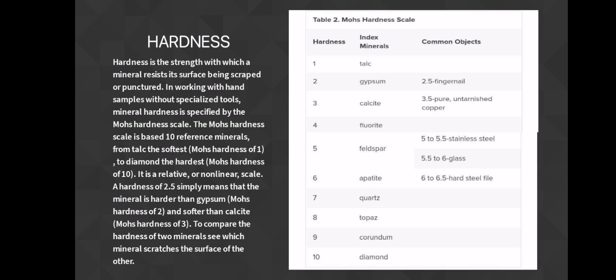From talc, the softest, it is a relative or non-linear scale. A hardness of 2.5 simply means that the mineral is harder than gypsum and softer than calcite. To compare the hardness of two minerals, see which mineral scratches the surface of the other. So, you can pause the video if you want to screenshot. Basta ito yung table sa right side.